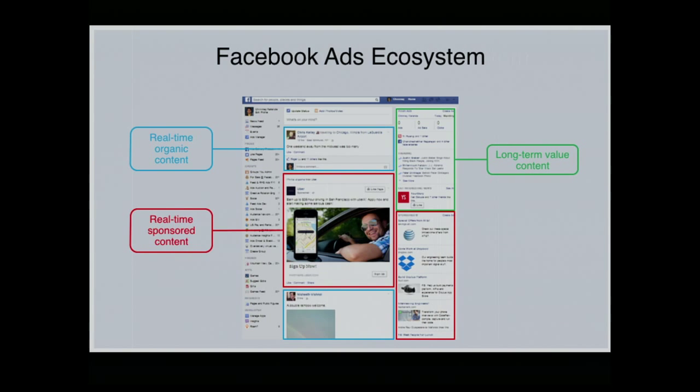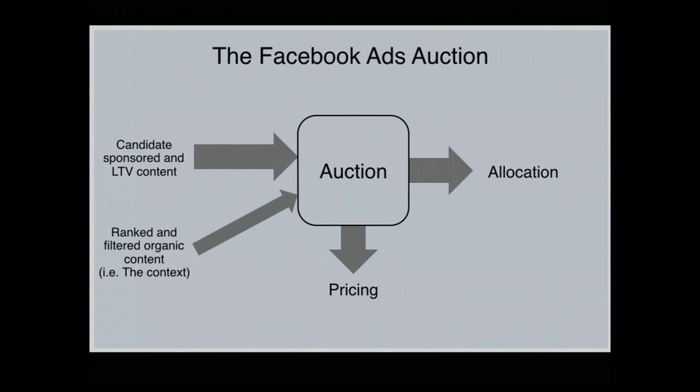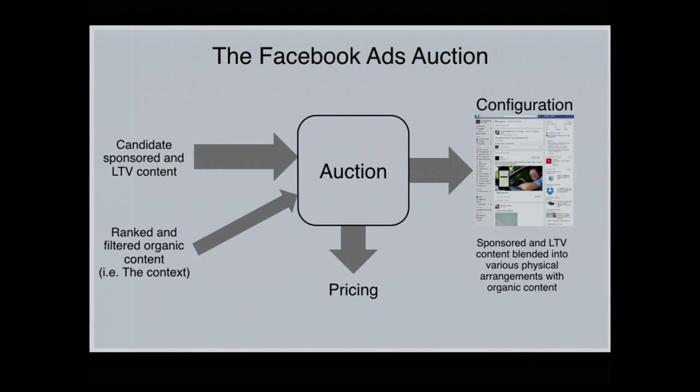So really the problem that we have is we are going to take all of this as input. A user shows up, and we have all of these candidate ads, these candidate long-term value stories, and these organic stories that have been ranked already in the process I described previously. We want to come up with some allocation and payment. And when we're talking about an allocation here, now we're in Chinmay's section. Chinmay is calling this a configuration. I think he's calling it this because it's not just ads. It's really allocating all of these organic stories and this other content as well.